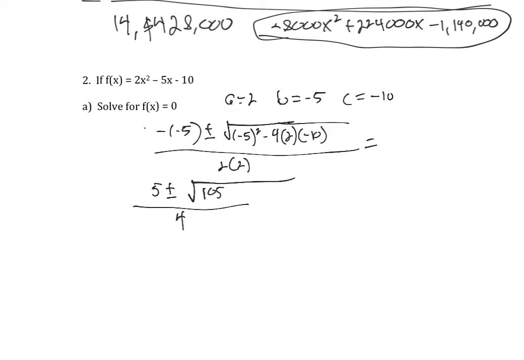And 105 is equal to 3 times 5 times 7, so we cannot factor a perfect square out of that. Okay, so let's go on.